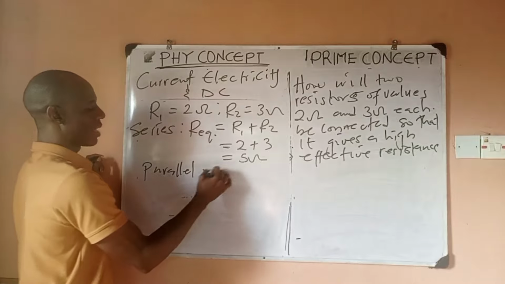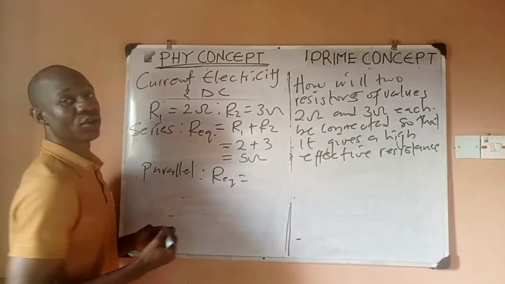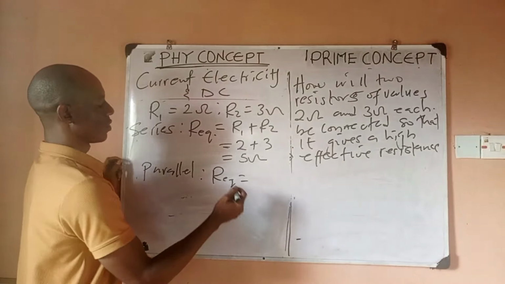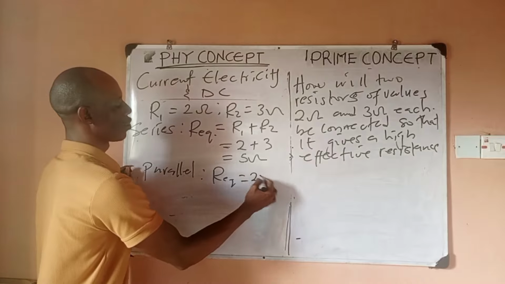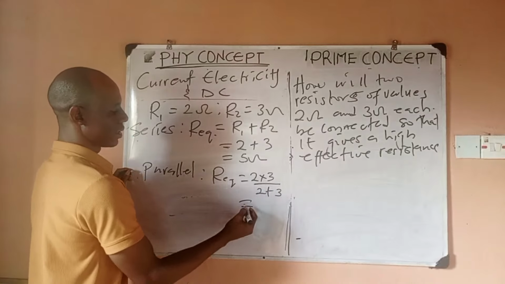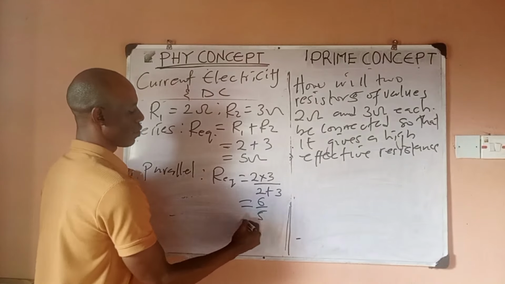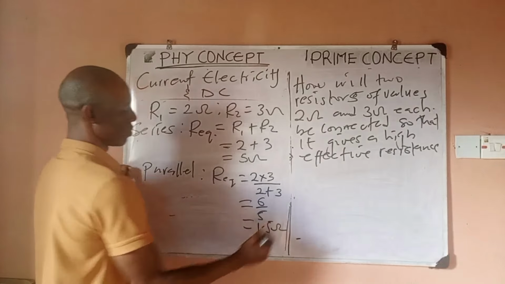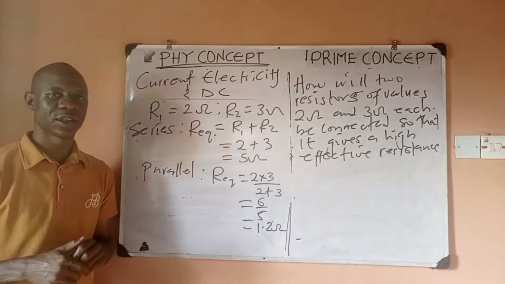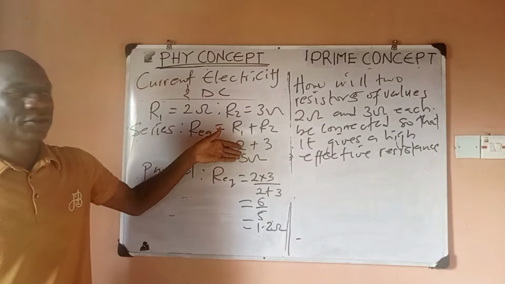For parallel, remember I told you when you have only two resistors in parallel, you do product over sum. So for parallel, I'll have product 2 times 3 over 2 plus 3. That is 6 over 5, which is 1.2 ohms. So which one gives us a higher value? You can see it's 5, which is series.